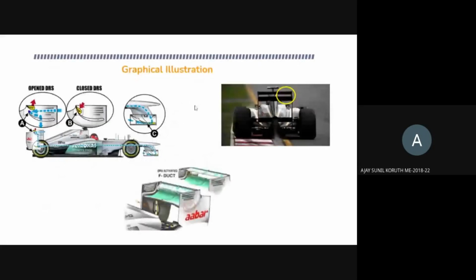So this is a graphical illustration of where the DRS is incorporated onto the F1 car. It is incorporated onto the rear wing of the car, which moves 50 mm vertically upwards, and this is the rear wing of the car.